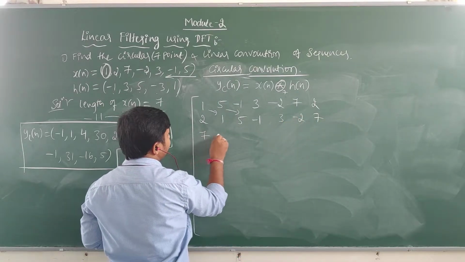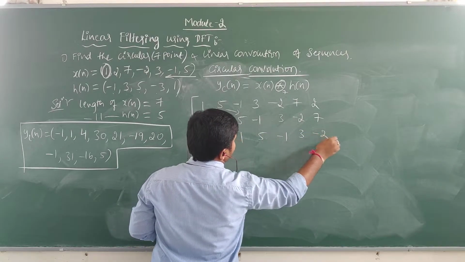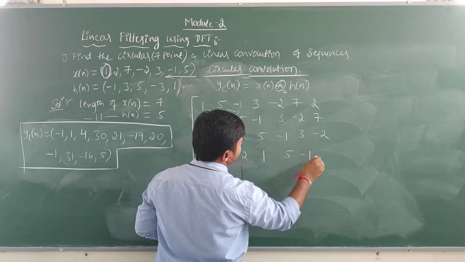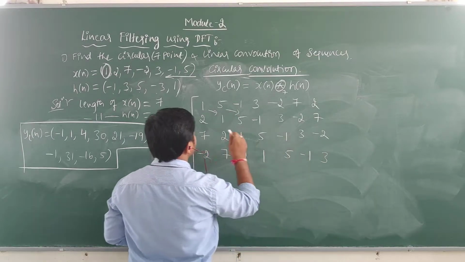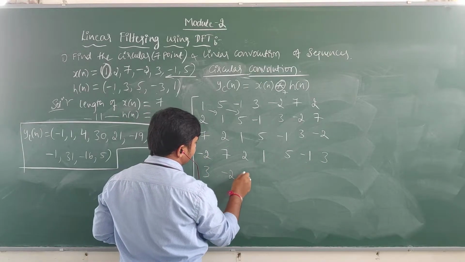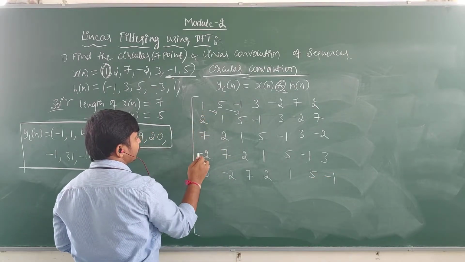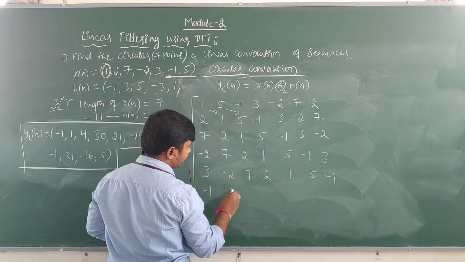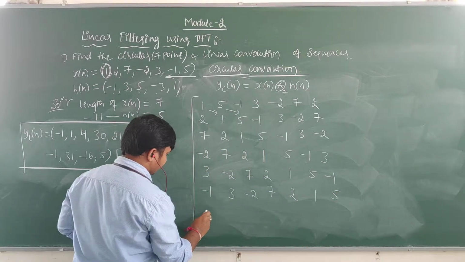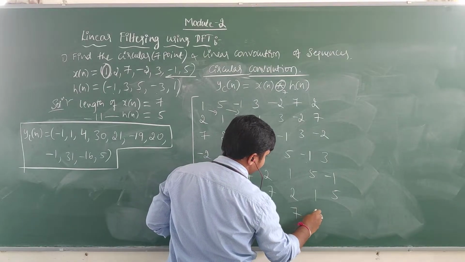In the next step it is 7, 2, 1, 5, minus 1, 3, minus 2. Again minus 2, 7, 2, 1, 5, minus 1, 3. 1, 2, 3, 4, 5, 6, 7. Next 3, minus 2, 7, 2, 1, 5, minus 1. Then 5, minus 1, 3, minus 2, 7, 2, 1. So last row is 5, minus 1, 3, minus 2, 7, 2, 1.